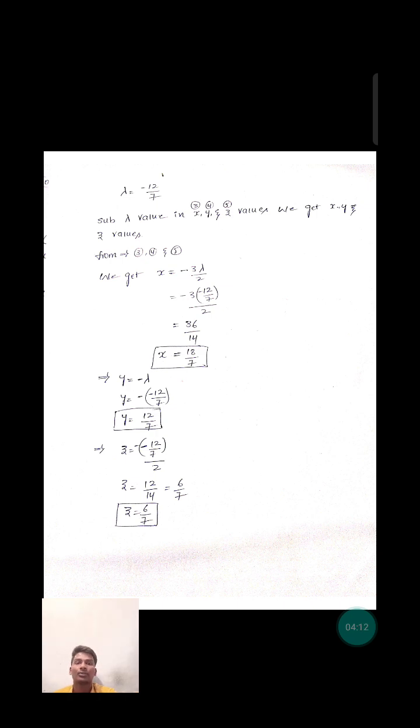From equations 3, 4, 5, we get x is equal to minus 3 lambda by 2. Now minus 3 into minus 12 by 7 by 2, we get the x value 18 by 7. And also we find the y value. y is equal to minus lambda, y is equal to minus of lambda value minus 12 by 7. We get y is equal to 12 by 7. And also find the z value. z is minus of minus 12 by 7 by 2. Then we get z is equal to 6 by 7.